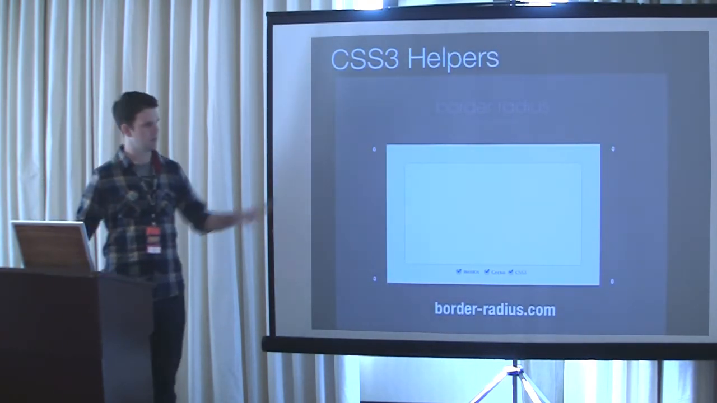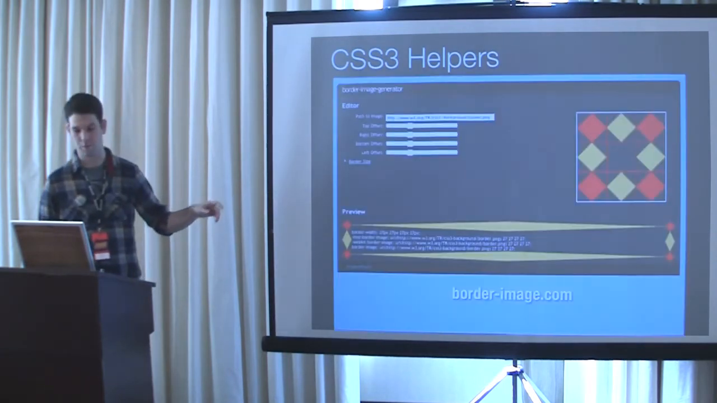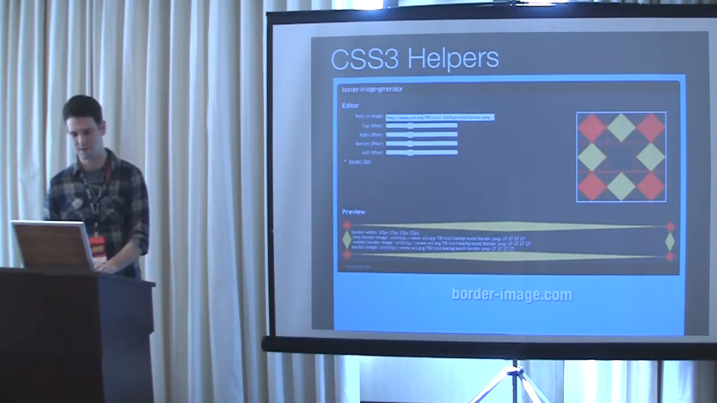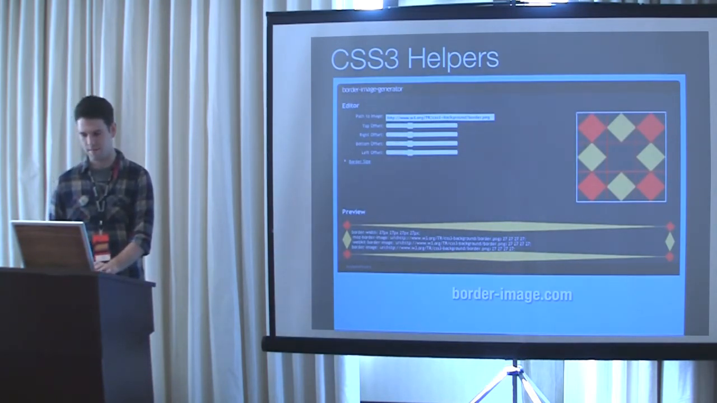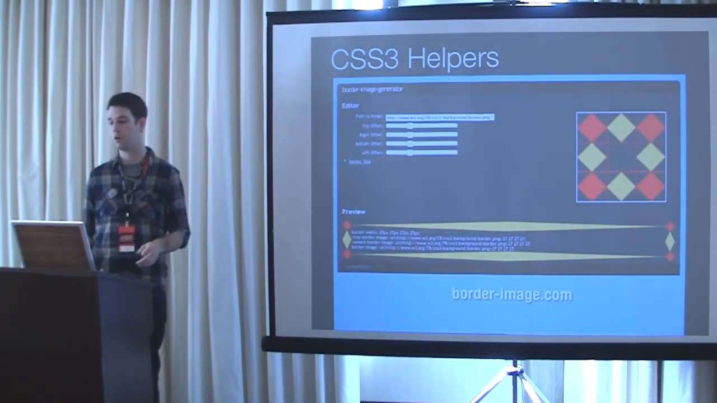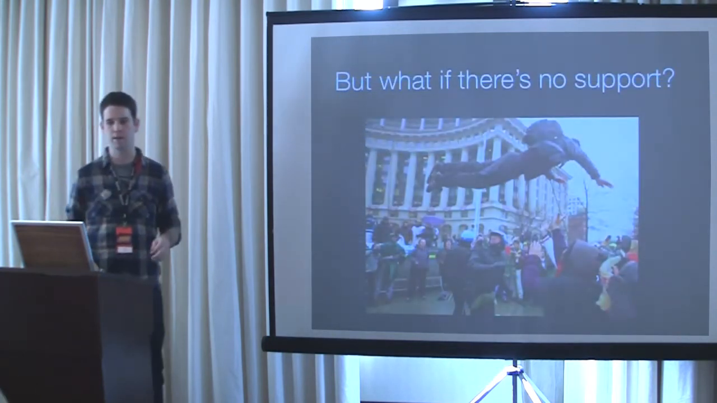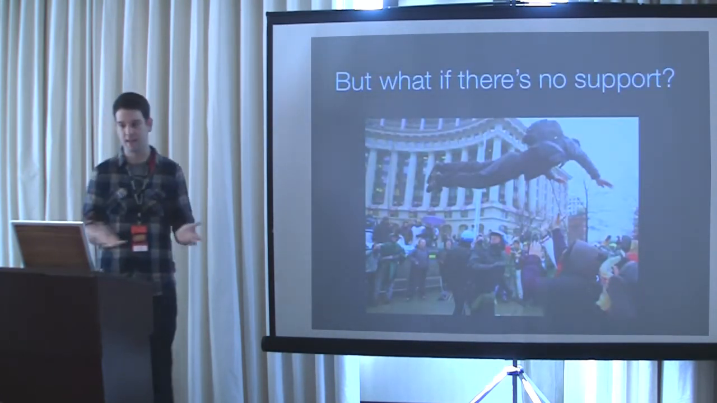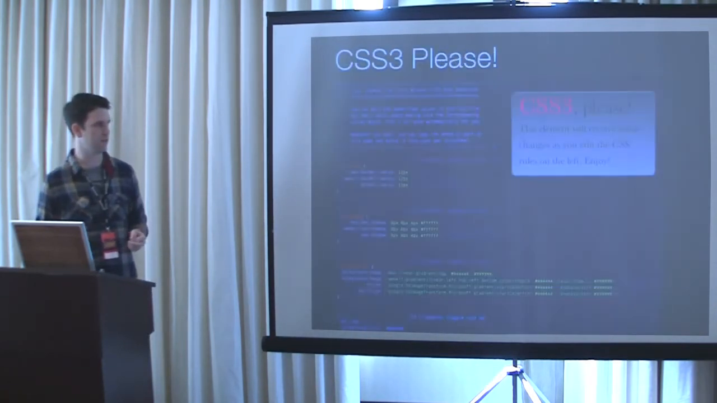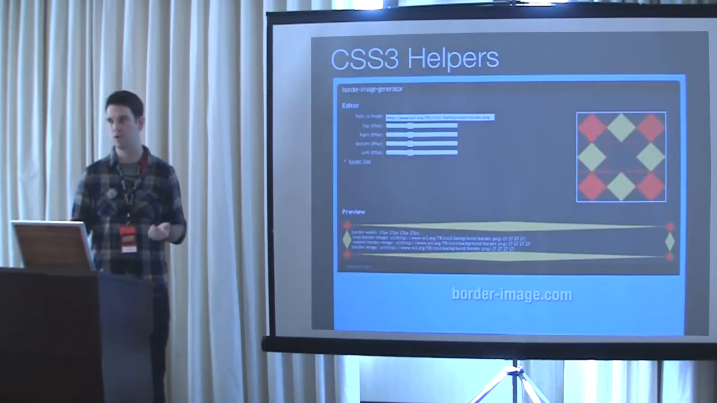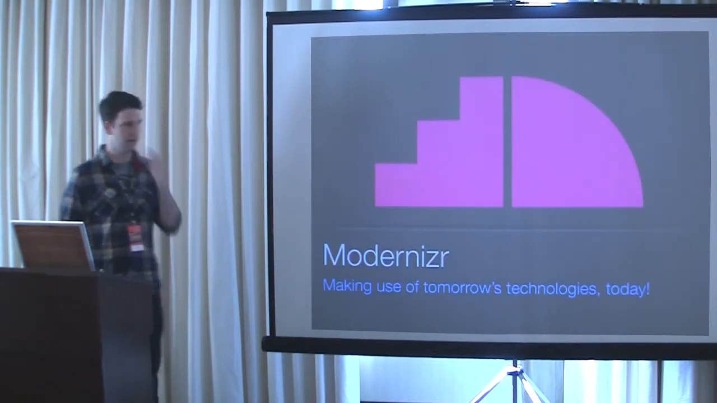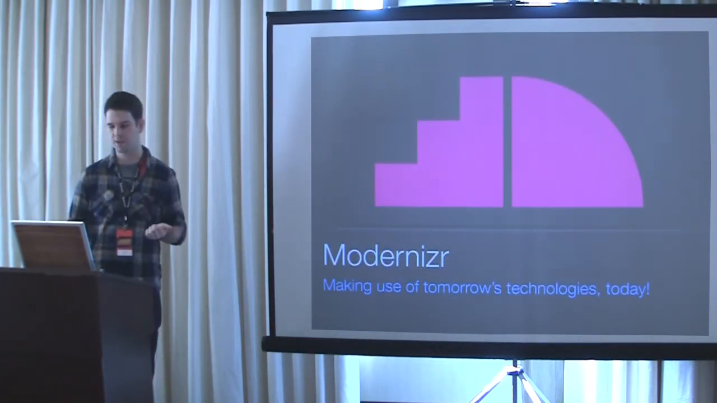There are a few others. BorderRadius.com is pretty sweet. Also BorderImage.com for slicing up, doing a nine-slice representation of an image. But then the challenge with a lot of these is, what happens when there's actually no support in the browser? You want to be able to catch that case and act accordingly. For instance, if border-image isn't supported in the browser, you want to know because you're probably going to use a different technique. So that is why I work on a JavaScript library called Modernizr.